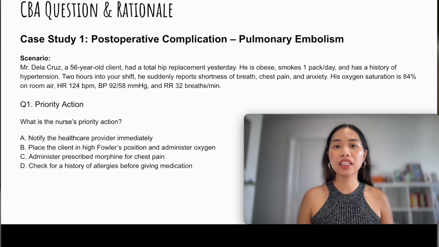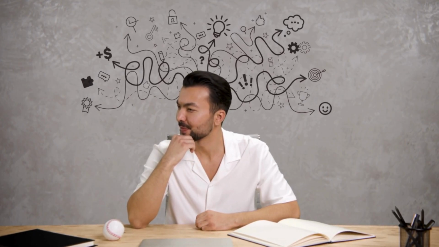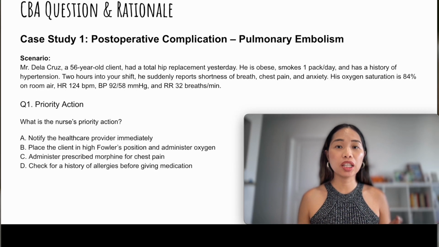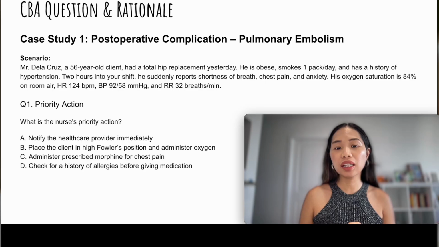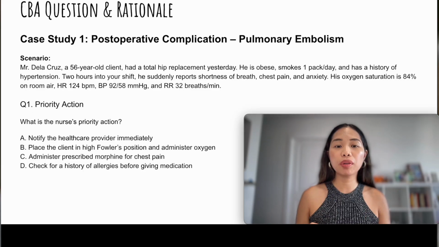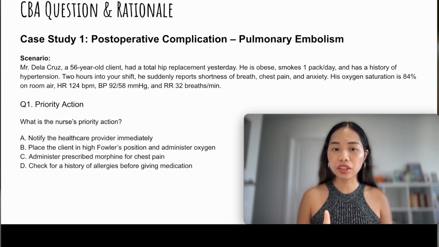For your CBA assessment, it's not about memorizing theory. It's not about memorizing facts. It's about applying your knowledge in realistic case scenarios, using critical thinking, and deciding what are the priority nursing actions based on the patient's signs and symptoms. Priority nursing action here would be place the client in high Fowler's position and administer oxygen. After doing that, that's when you can notify the healthcare provider immediately. As you can only choose one answer, letter B and letter A are correct, but it's asking you what is the priority? What do you need to do first?